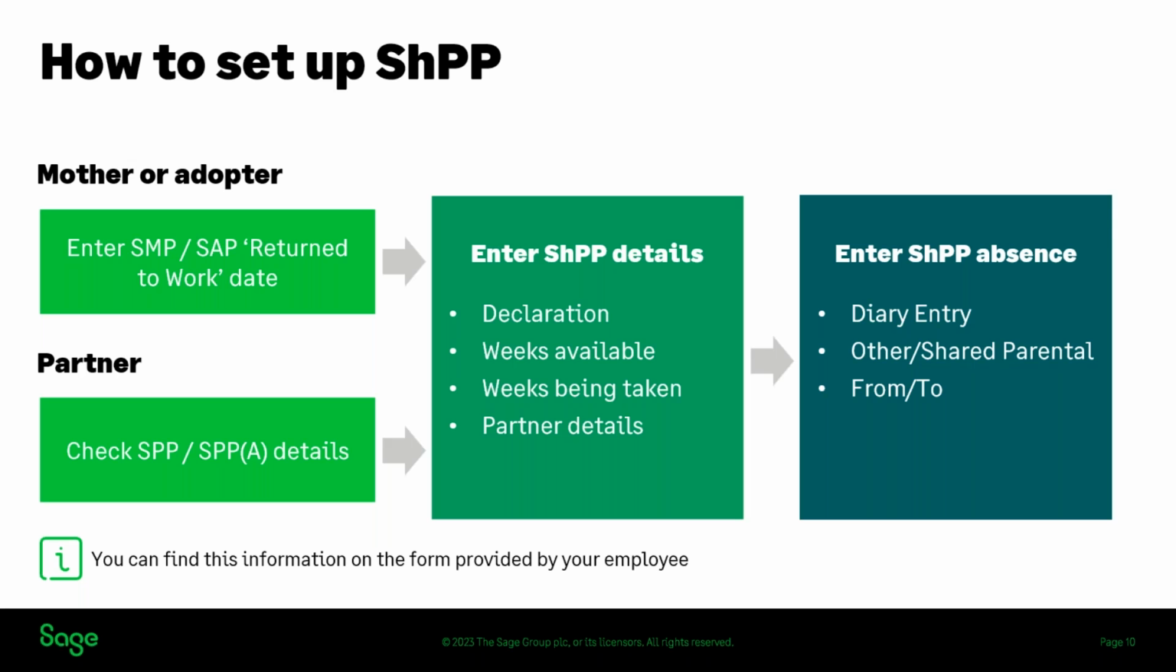So there are 2 different scenarios. You might be setting up shared parental pay for a mother or adopter. In that case, you would just need to enter the return to work date when they're officially ending the maternity or adoption leave. You would then enter the shared parental pay details and the dates of the shared parental pay absence. For the partner, it's just a case of ensuring that the paternity pay details have been entered, and then it's the same process: shared parental pay details and the absence dates. We're going to have a look at that process from both sides in our demo.